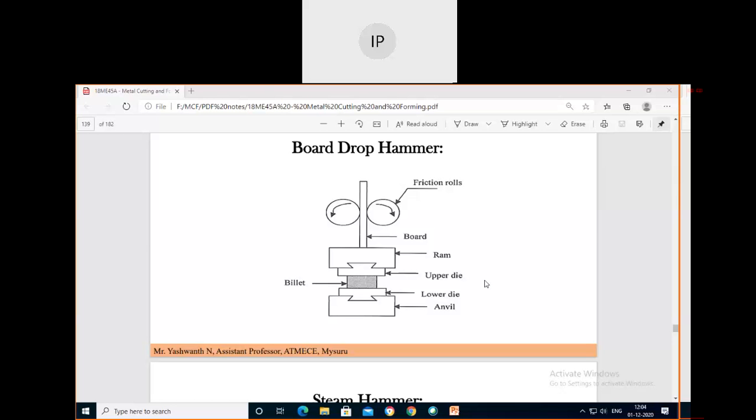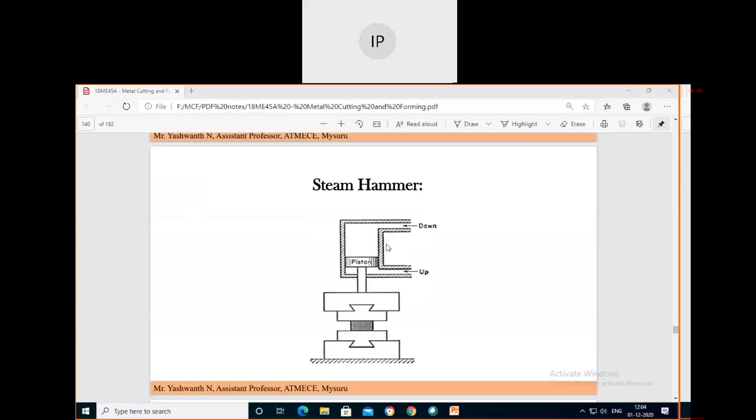So next we have the power drive hammer, one more, that is the steam hammer. The arrangement is the same. Force is applied on the billet. That arrangement is different. Here we use the board drop hammer. But next we have the steam hammer.